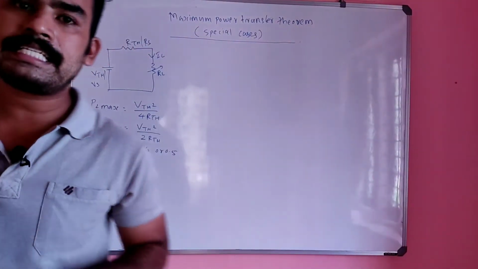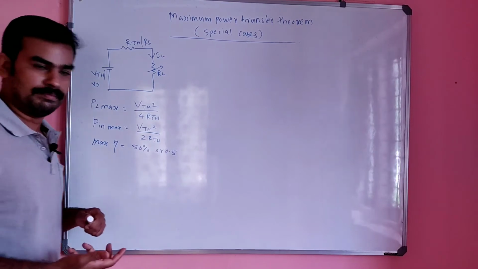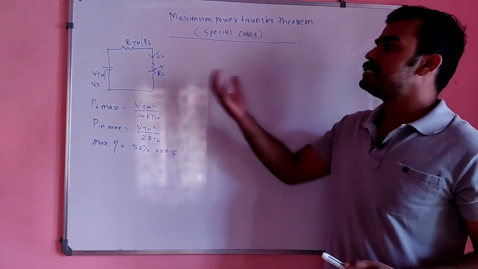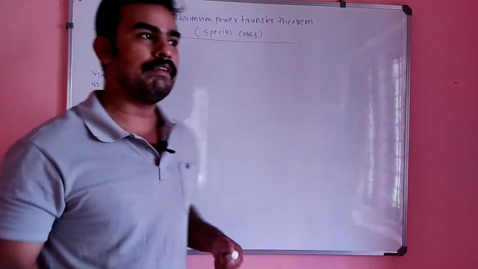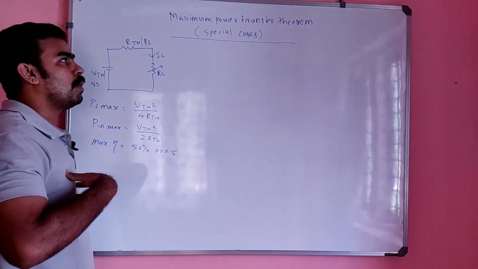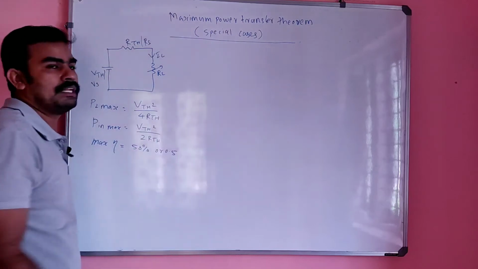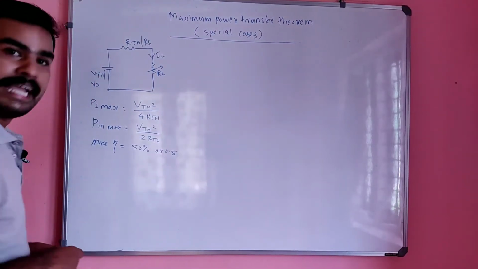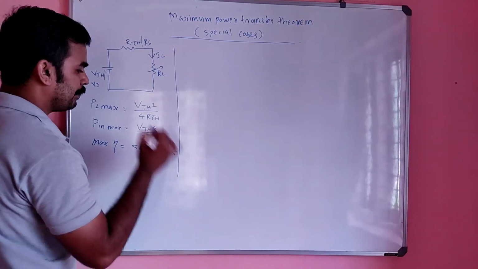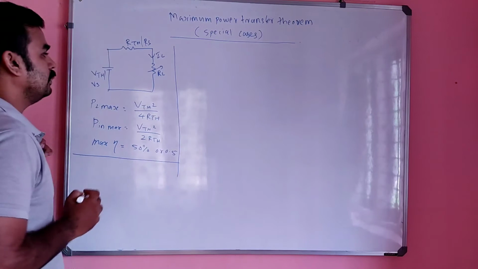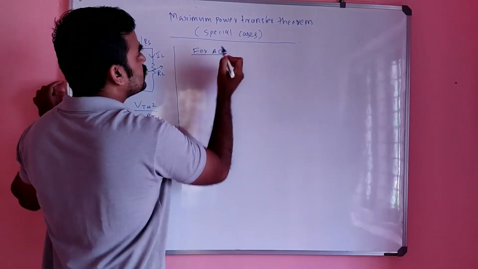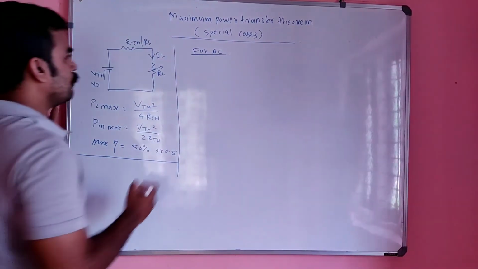Now we are going to extend this theorem to AC circuits. That means there will not be only RL, there will be an inductor or a capacitance also. So we are extending our maximum power transfer theorem to AC. This is what we already studied for DC, and now the maximum power transfer theorem for AC circuits.